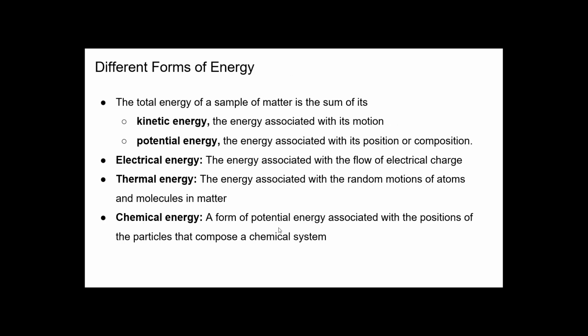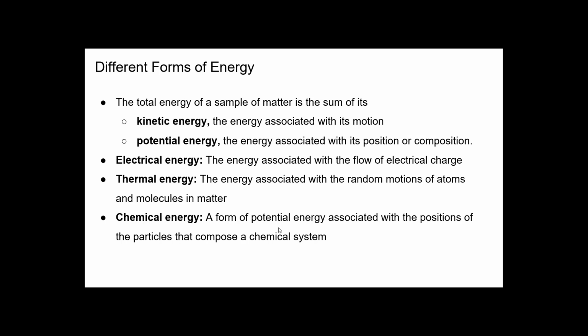Different forms of energy. The total energy of a sample is the sum. So this is that number I'm telling you. If there's a certain number on that roller coaster, the kinetic and the potential will change to adjust, but that total will never change. So the energy associated with motion and the energy associated with position or composition, that is the sum, and that will make the total energy of a sample.